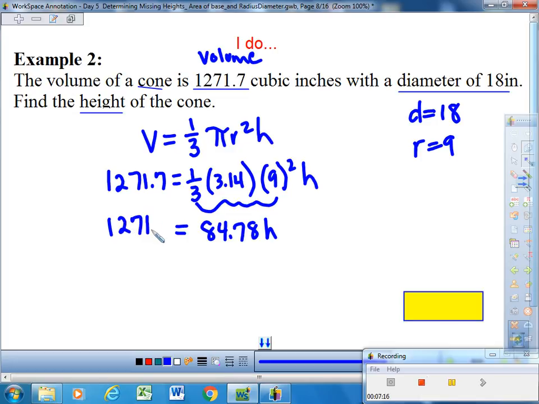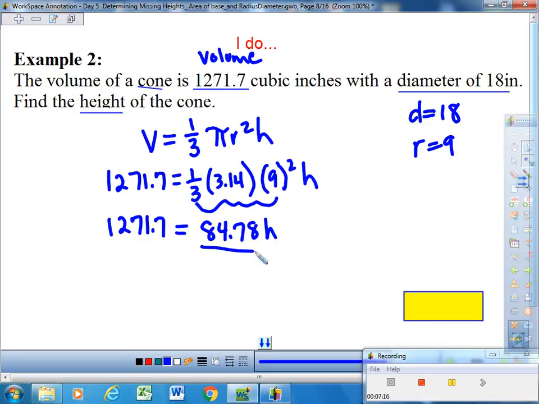You could clear the fraction first, or you can multiply 3.14 times 9 squared divided by 3, or you can multiply both sides by 3, then clear this, or multiply the 3.14 and the 9 squared, then divide. You just have to figure out what works best for you. I will show you a couple of problems where you're going to multiply both sides by 3.